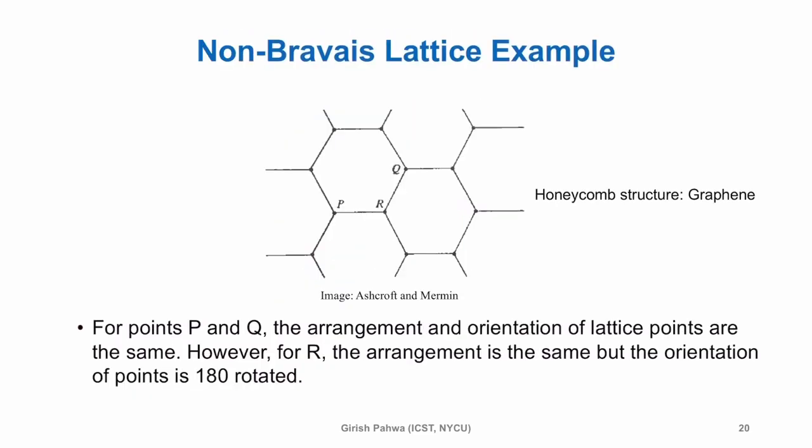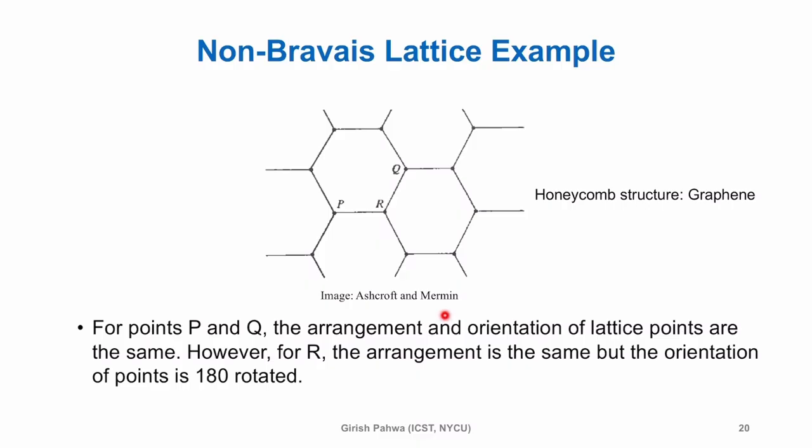So now let's talk about a non-Bravais lattice. Why is it a non-Bravais lattice? So a honeycomb structure, for example, graphene I was talking about. Graphene has this honeycomb structure. It is definitely a lattice. So a lattice is something in which you have a periodic arrangement of points. Definitely there is a periodic arrangement of points. If I keep repeating this thing, I will be able to create the whole periodic arrangement of the full honeycomb lattice. Yes? But this is not a Bravais lattice.